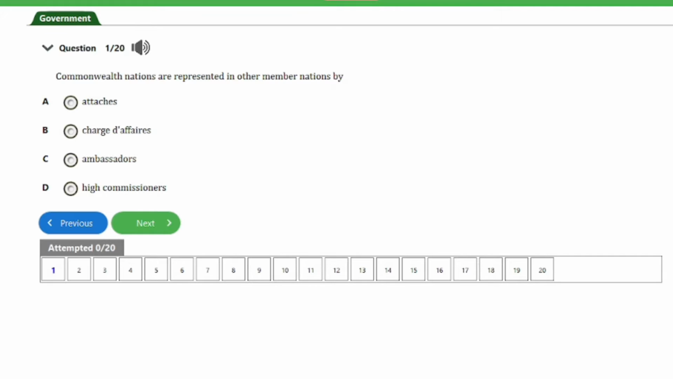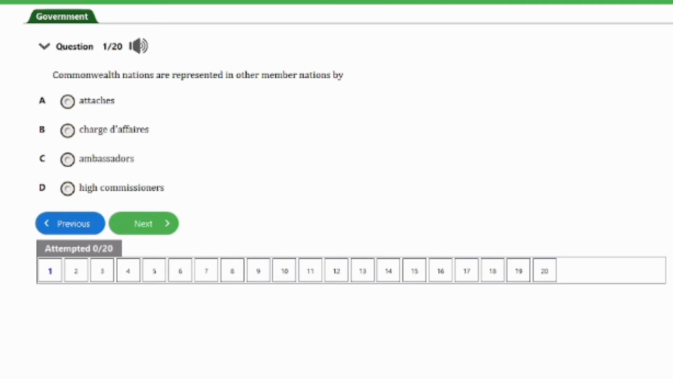It says, Commonwealth nations are represented in other member nations by A. attaches, B. charge d'affaires, C. ambassadors, D. high commissioners. So guys, the answer to this question is option D here. That's high commissioners. So let's head on to the next question, guys.